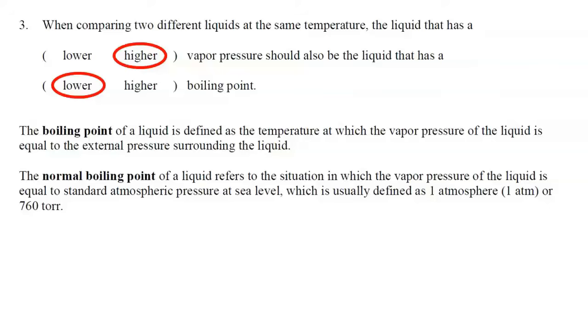All right, let me define these two terms which are slightly different from each other. The boiling point of a liquid is defined as the temperature at which the vapor pressure of the liquid is equal to the external pressure surrounding the liquid. The normal boiling point of a liquid refers to the situation in which the vapor pressure of the liquid is equal to standard atmospheric pressure at sea level, which is usually defined as 1 atmosphere or 760 torr.